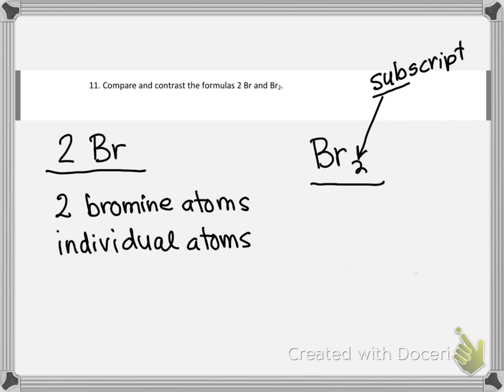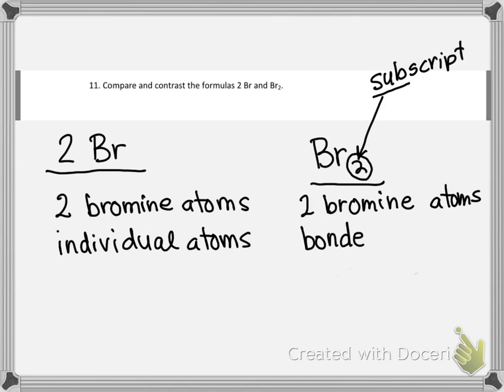Oftentimes in chemistry, our subscripts are numbers because that number indicates how many. So since it's a 2, it also tells me that I have 2 bromine atoms. So both notations tell me I have 2 of the bromine atoms. But what's different about the second one, when I have the bromine with the 2 next to them, is that these 2 are bonded together or attached to each other. And when you have these 2 atoms that are bonded together, it forms what we would call a molecule.